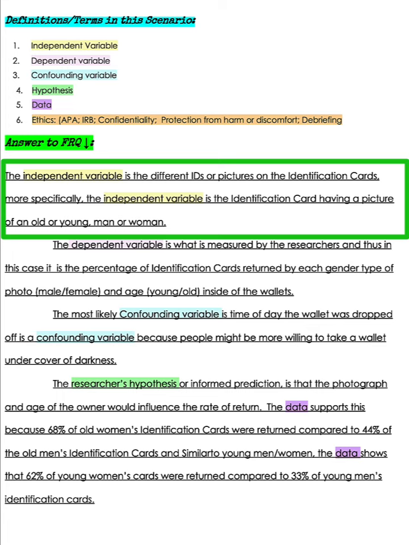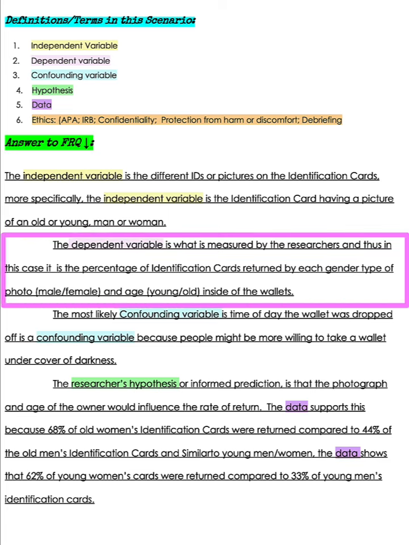More specifically, the independent variable is the identification card having a picture on it of an old or young man or woman. The dependent variable is what is measured by the researchers, and thus, in this case, it is the percentage of identification cards returned by each gender type or photo, male or female, and age, young or old, inside of the wallets.